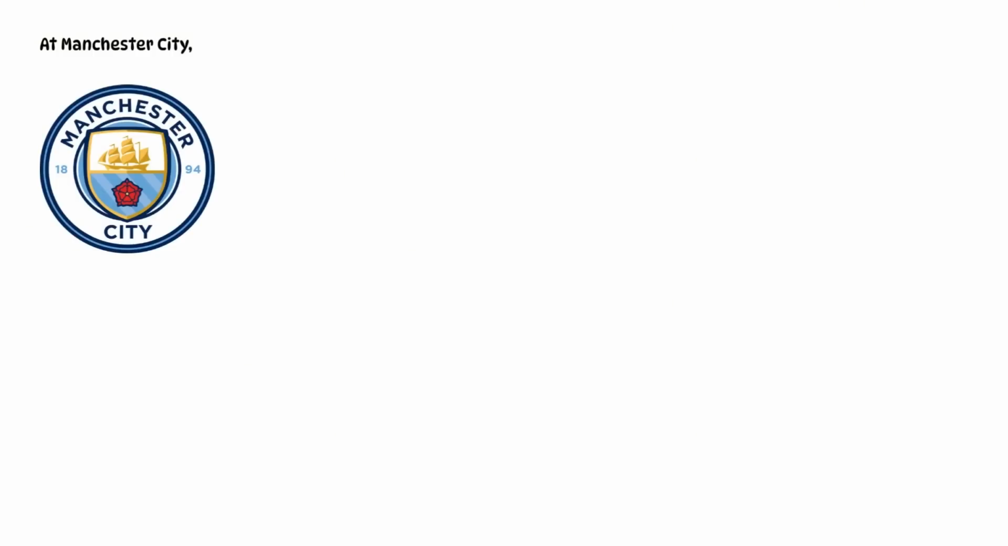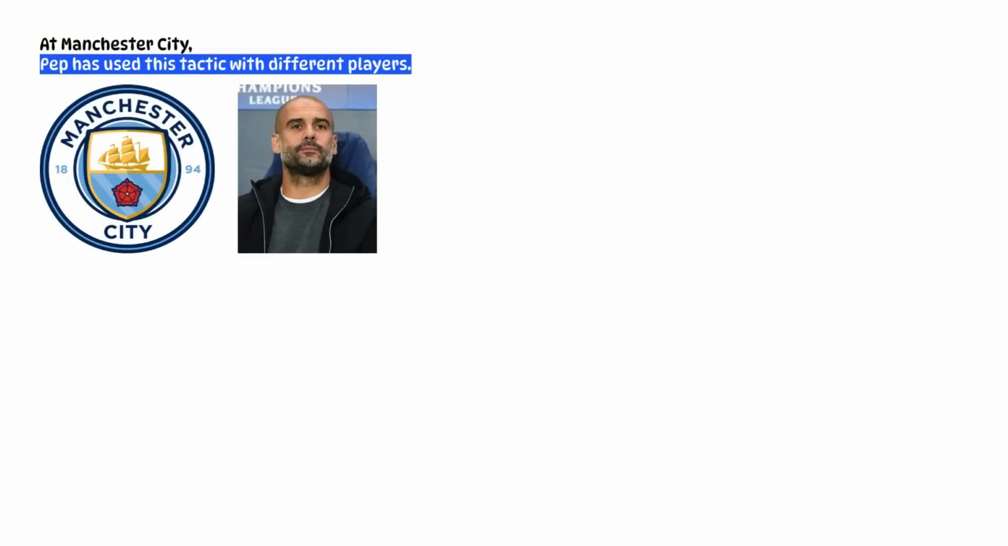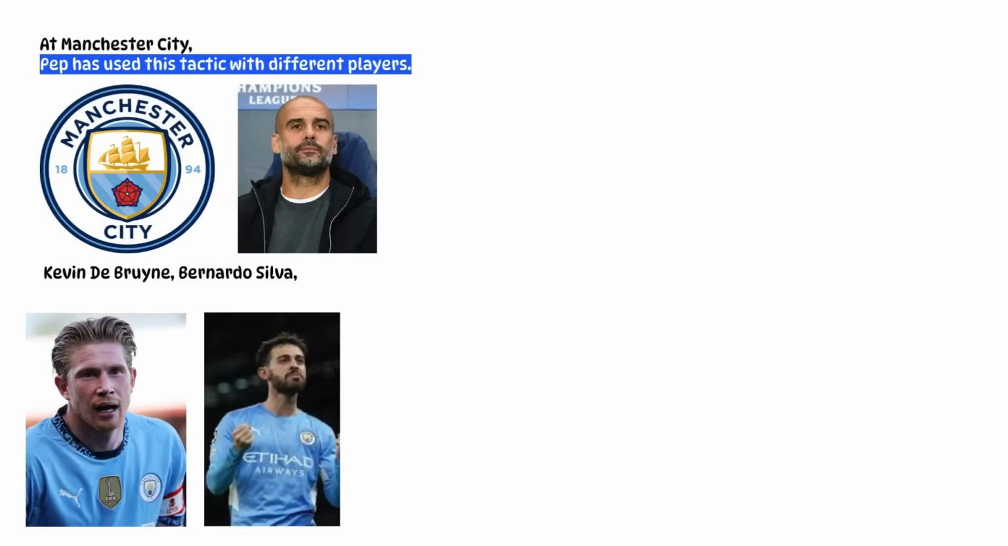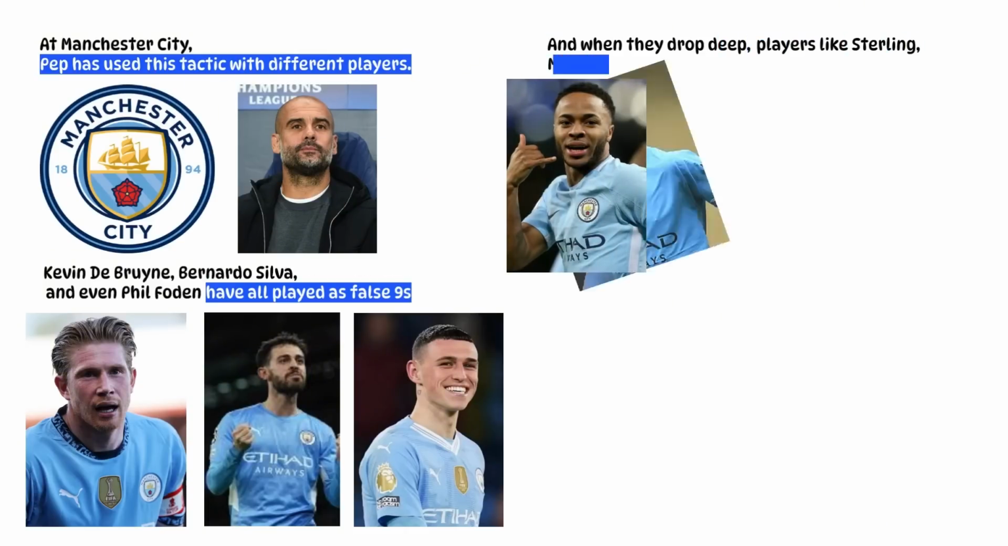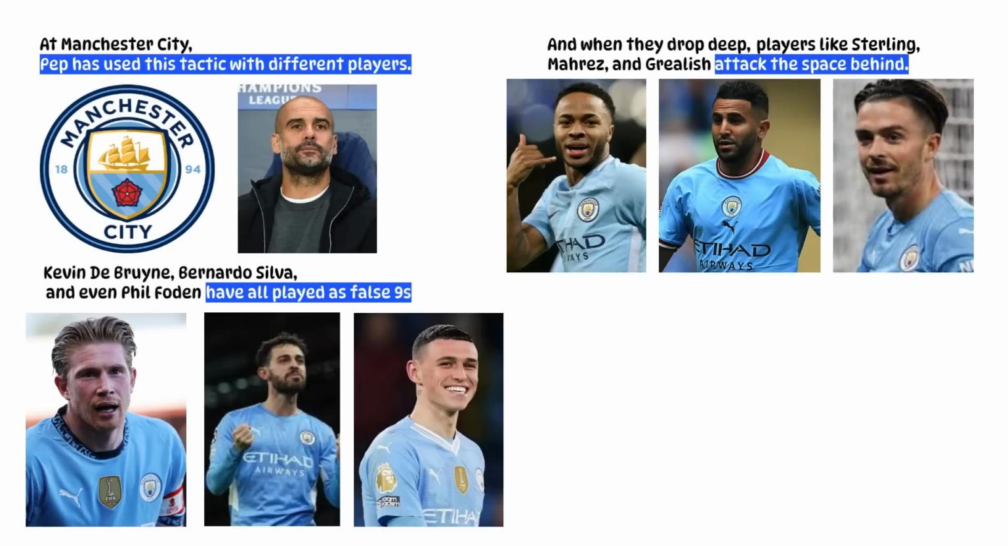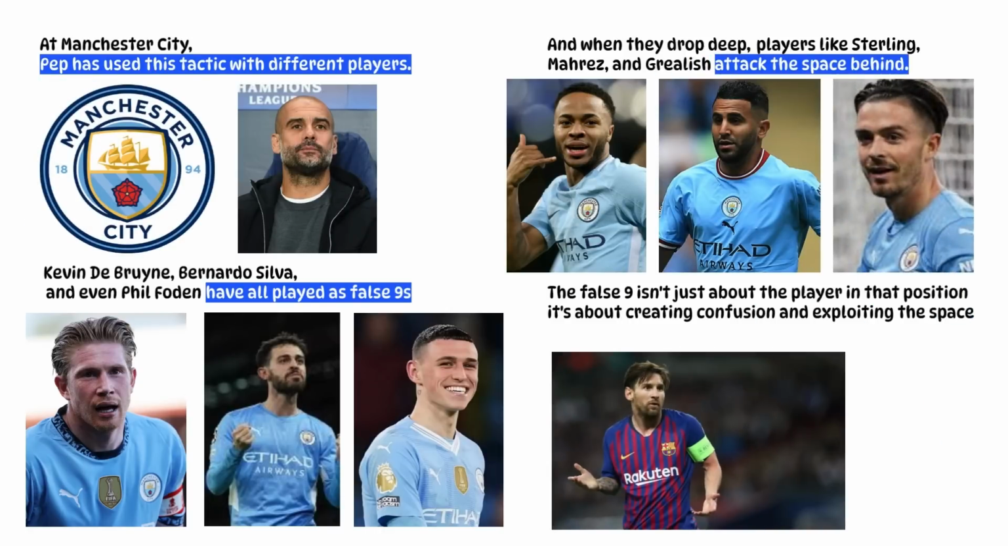At Manchester City, Pep has used this tactic with different players. Kevin De Bruyne, Bernardo Silva, and even Phil Foden have all played as false 9s. And when they drop deep, players like Sterling, Mahrez, and Grealish attack the space behind. The false 9 isn't just about the player in that position. It's about creating confusion and exploiting the space that confusion creates.